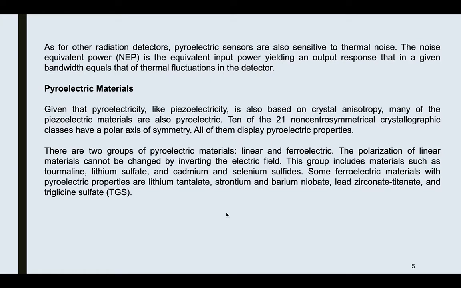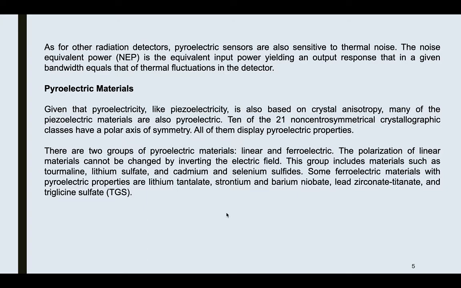Pyroelectric materials. Given that pyroelectricity, like piezoelectricity, is also based on crystal anisotropy, many of the piezoelectric materials are also pyroelectric. Ten of the 21 non-centrosymmetrical crystallographic classes have a polar axis of symmetry. All of them display pyroelectric properties.